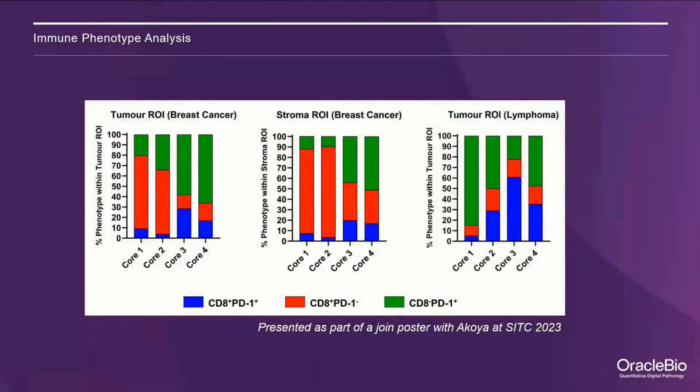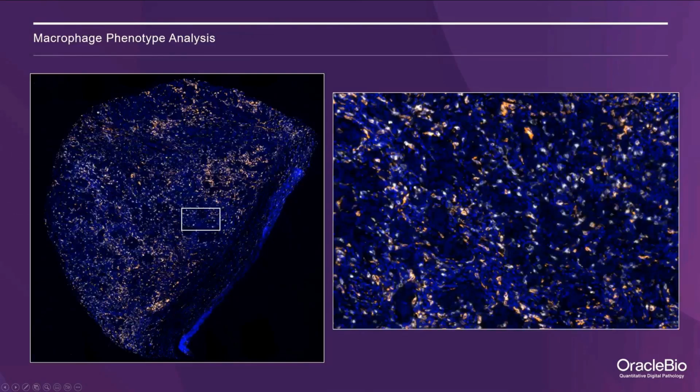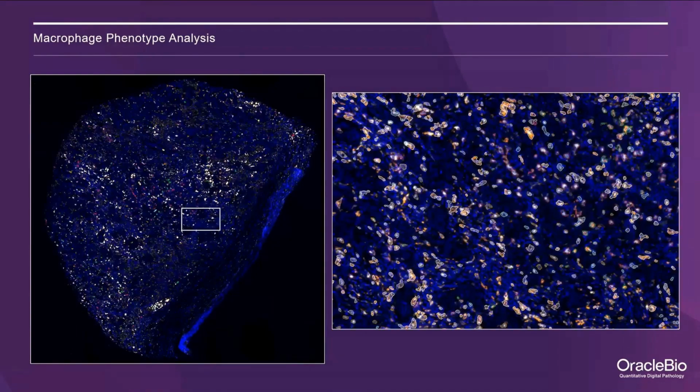And here is some data from the example cores from the TMA that we showed in our poster at SITC. So on the y-axis here, we have the percent phenotype within the different ROIs of breast cancer and also lymphoma. And similarly, for the macrophage app, we can detect different macrophage phenotypes in the tumor and stroma ROI.